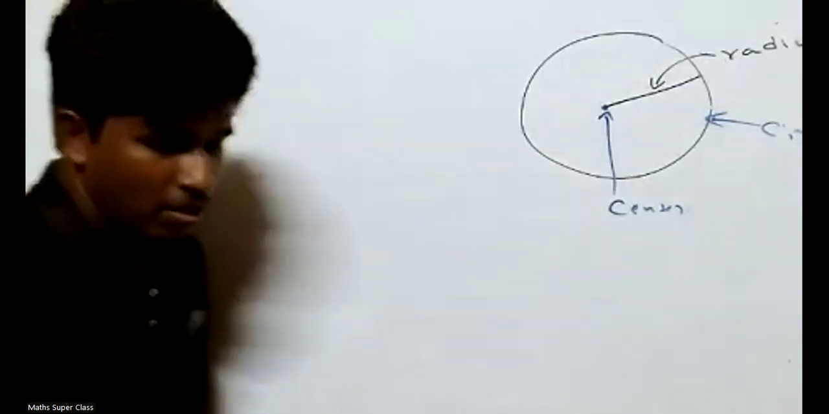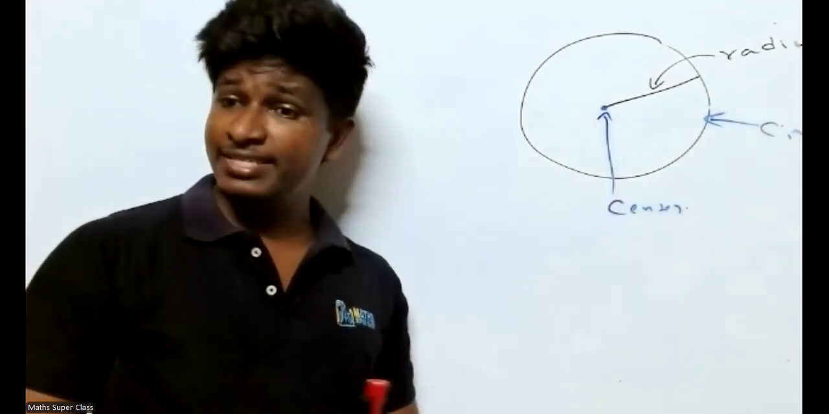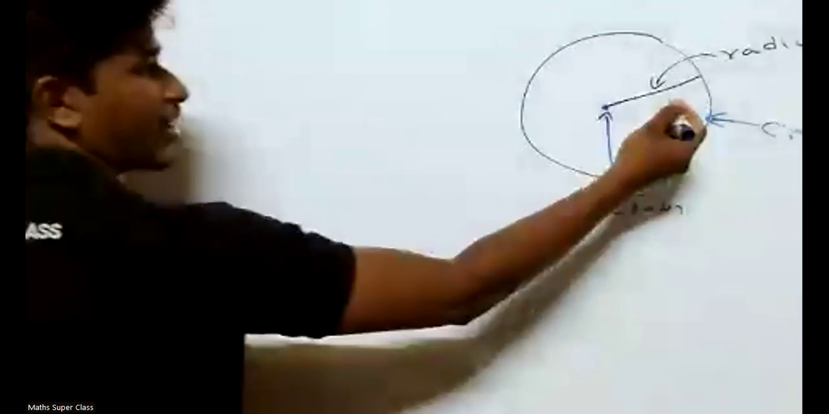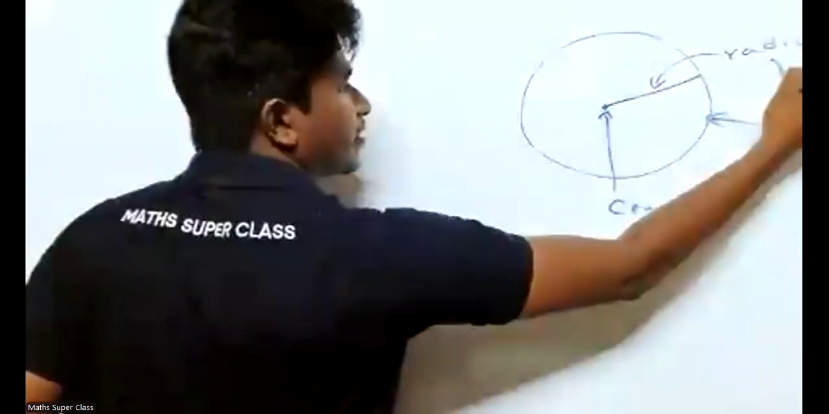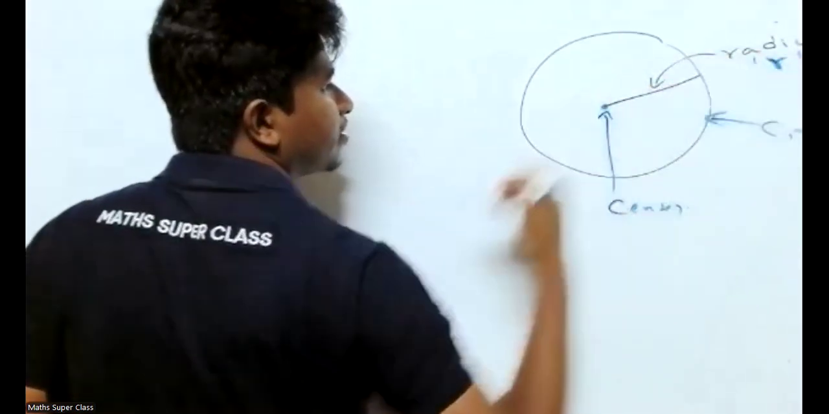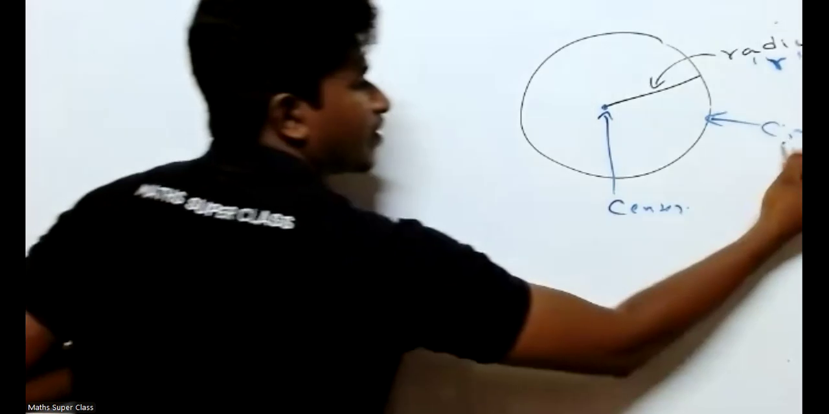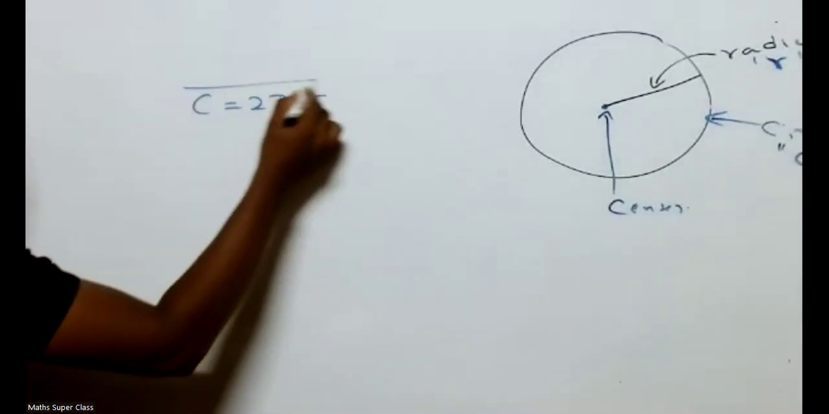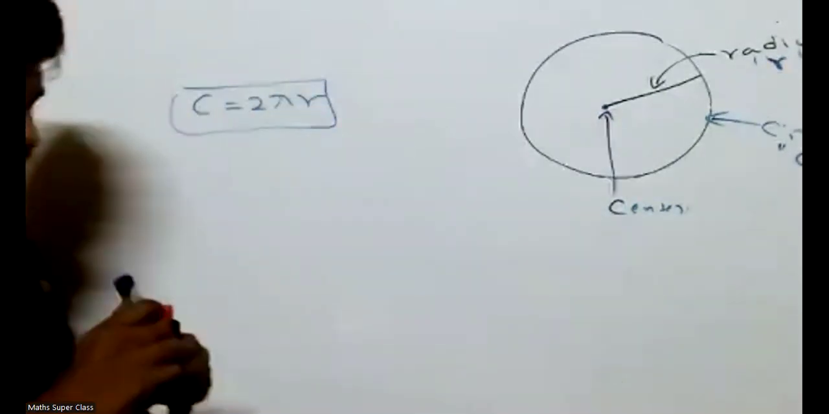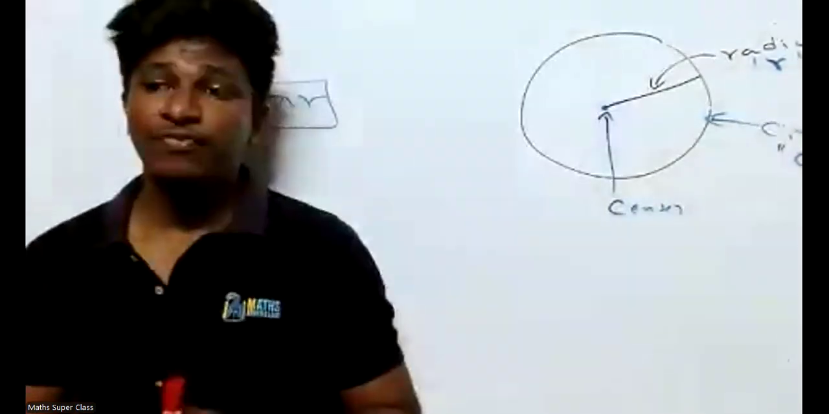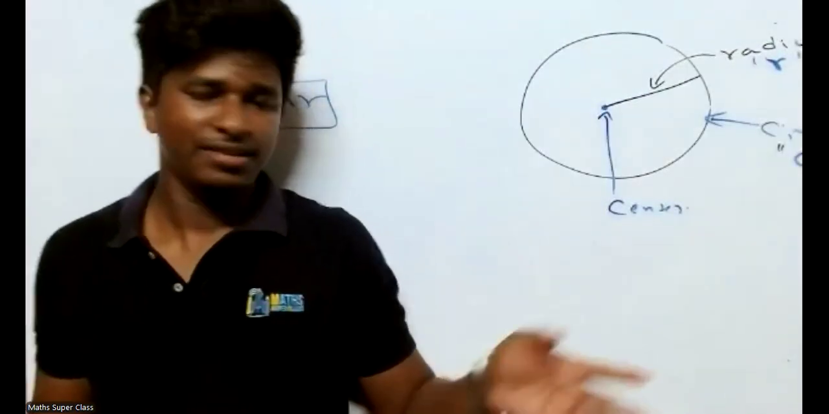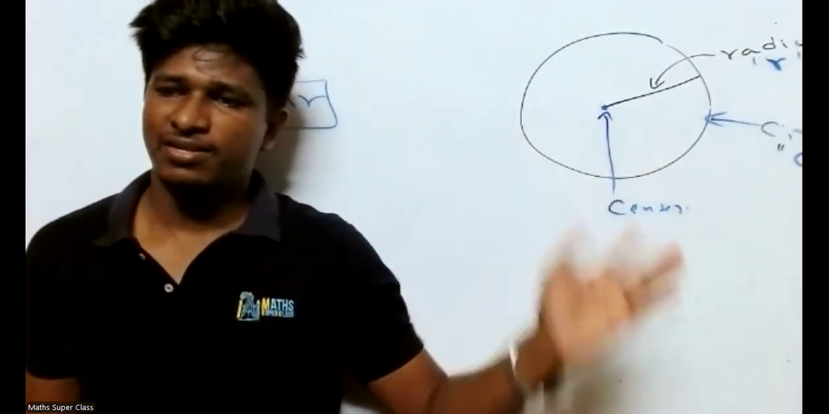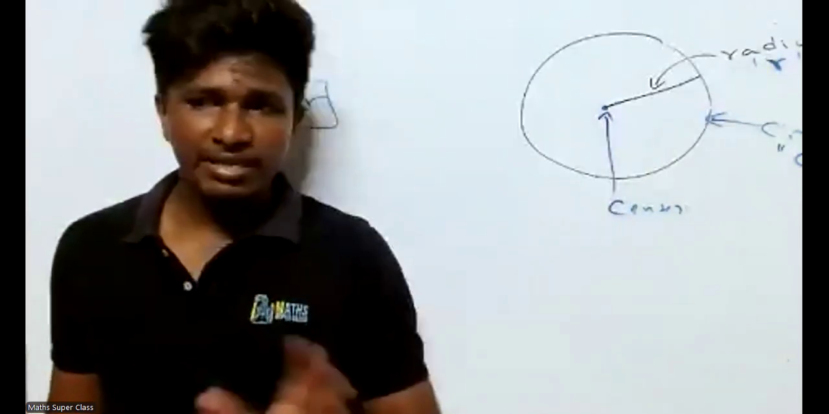There is a formula to find this circumference. This is the radius, which you can represent using R. The circumference you can represent using C. So C equals 2 pi R. Fifty percent of this lesson is over if you can understand this part. Very simple.